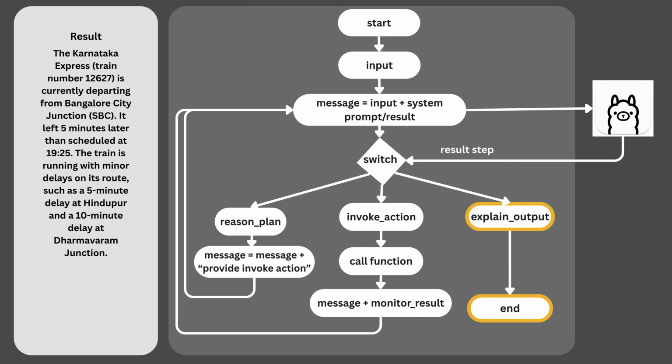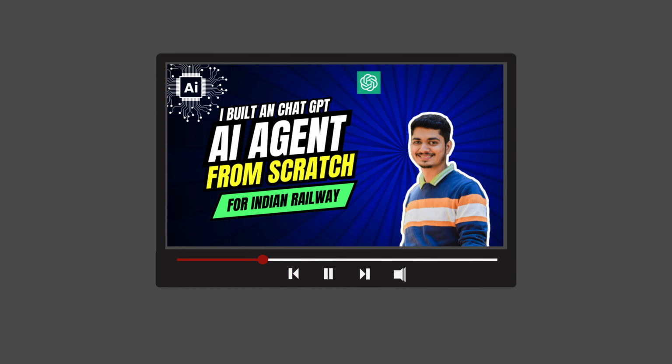For detail, we have already created a video on this where we are also calling something like the Karnataka Express, where we are not passing the number but the name, and we have given a function that gives a mapping of train name to train number. Then the LLM is capable of understanding that it needs to call the mapping function first in order to get the number, and then call this function.